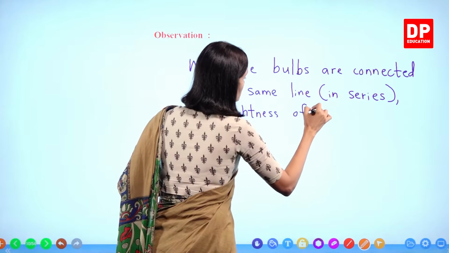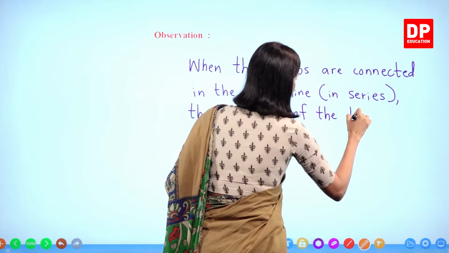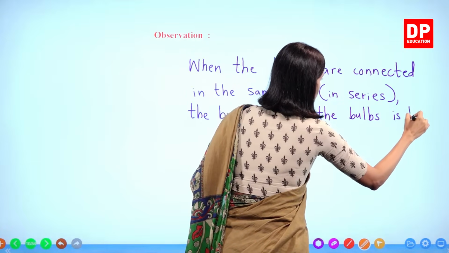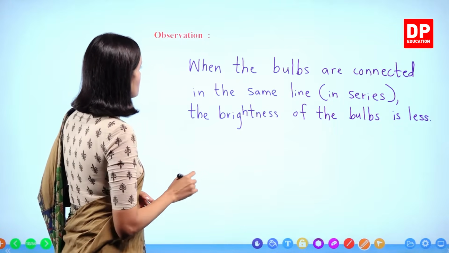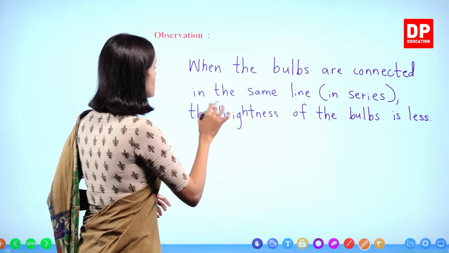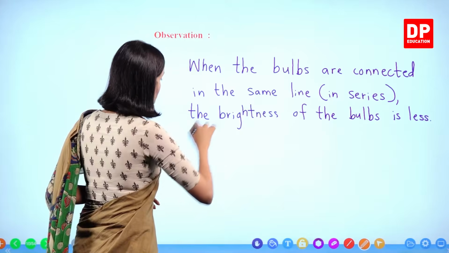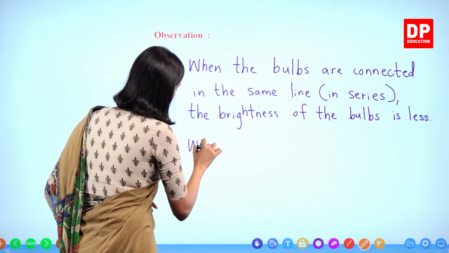Brightness of the bulbs is less. When the bulbs are connected in the same line or in series, the brightness of the bulbs is less. Next one.